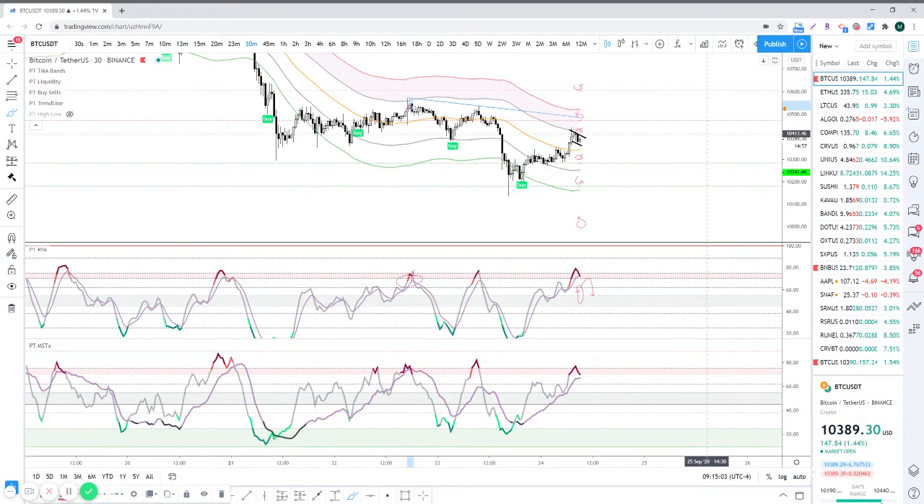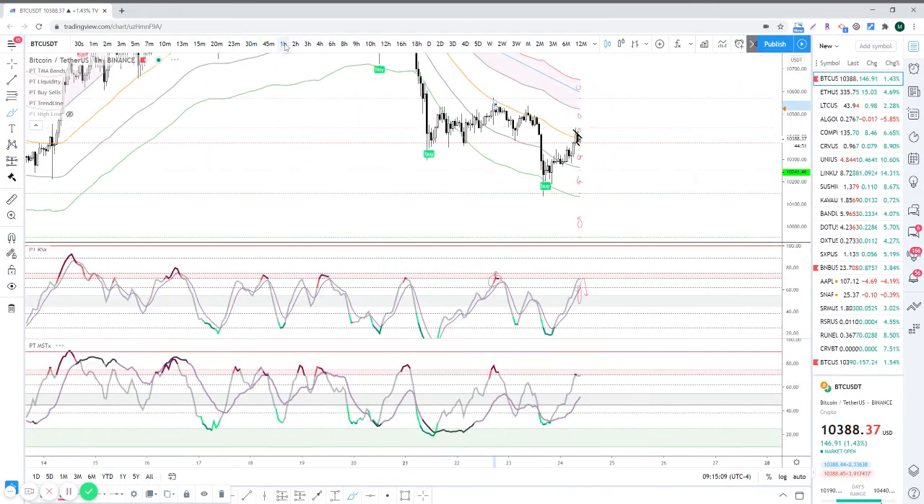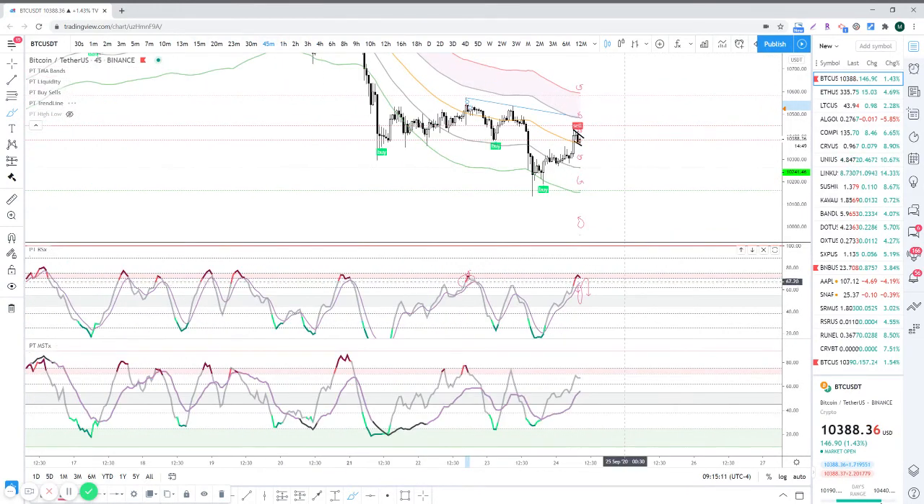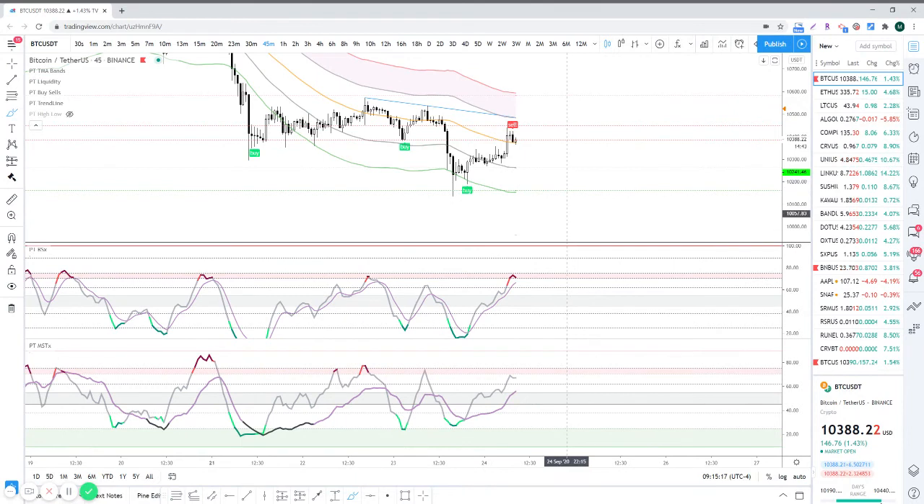Hope this helps. But that's what I do. If my 4 hour is bullish and I get a short signal on the 15, if my 30 minute and my 1 hour or 45 minute is not in sync with me, I know the 45 minute is painting a short signal, right, dude? It is. But I don't have my confirmation.